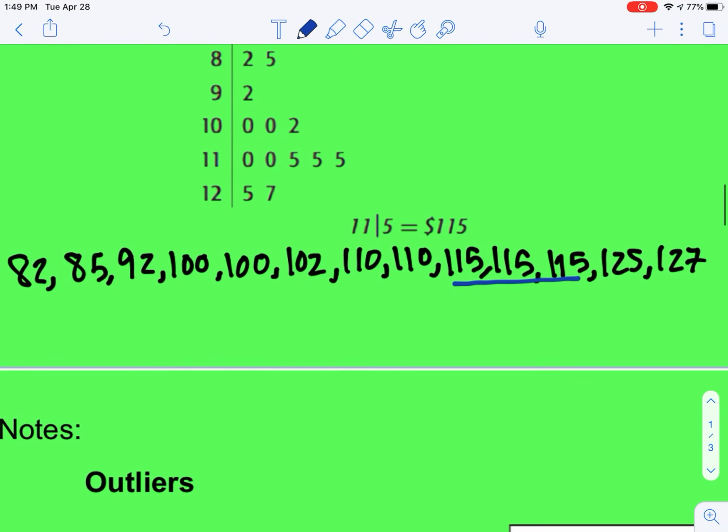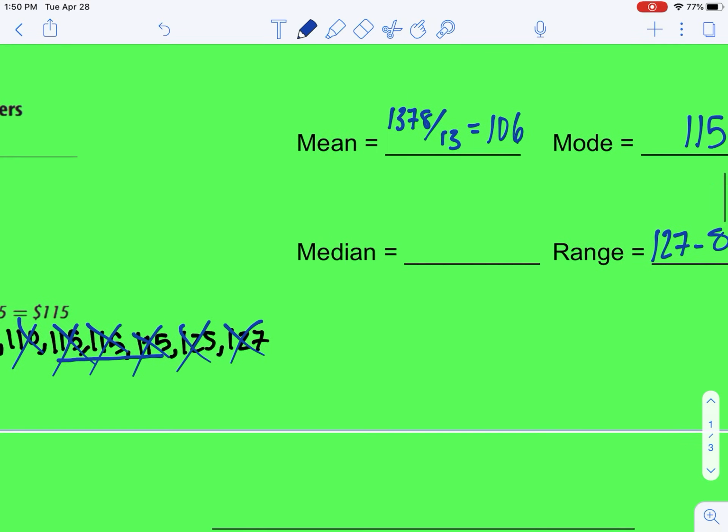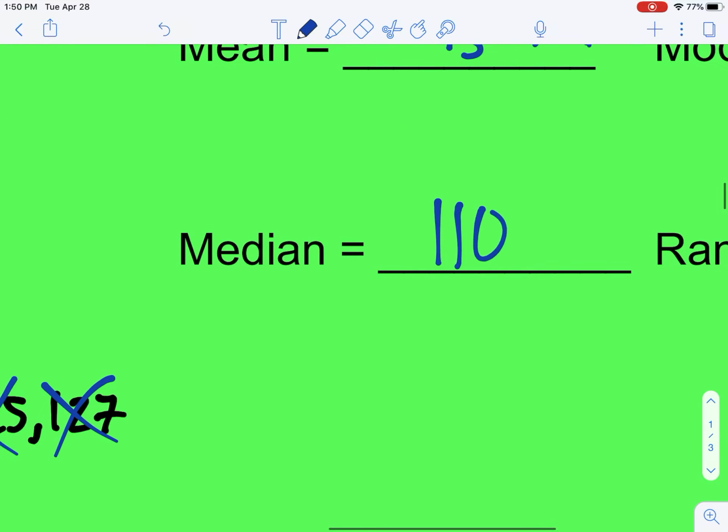And then last but not least, we want to find the median. So again, I like to just cross things off one at a time. So there's my big, there's my little, there's my big, there's my little, and I keep going until I only have one number left. If I end up with more than one number, then I'm going to add them up and divide by 2. This time it does not happen, and 110 is going to be our median.